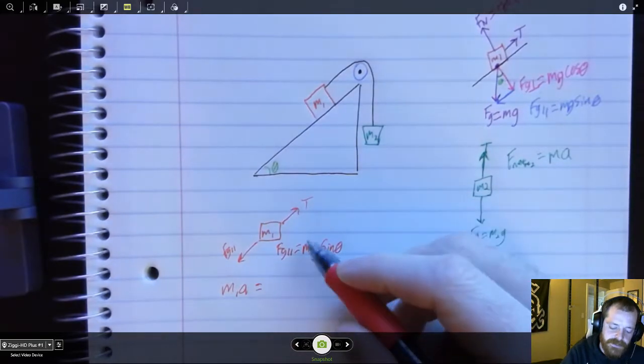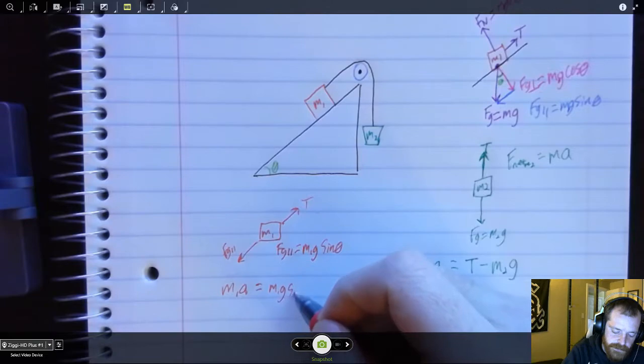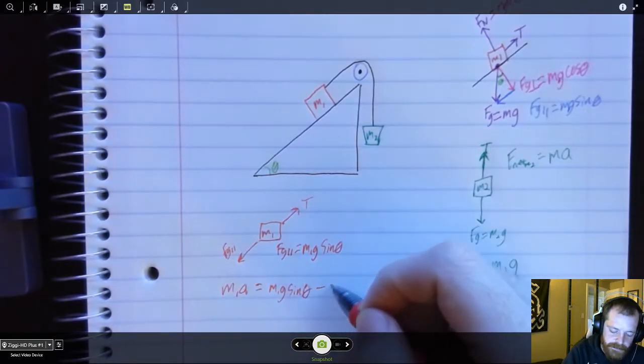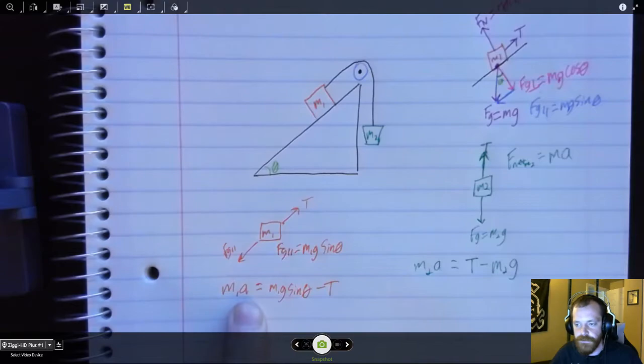So I'm going to write it as what it's equal to. So m1g sine theta minus the tension force. Okay.